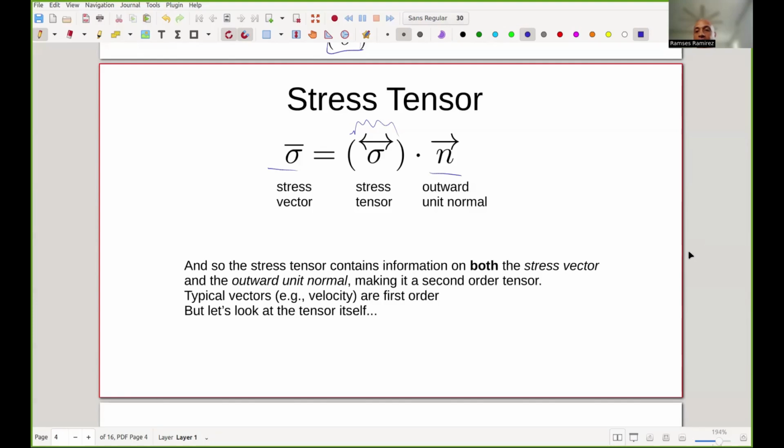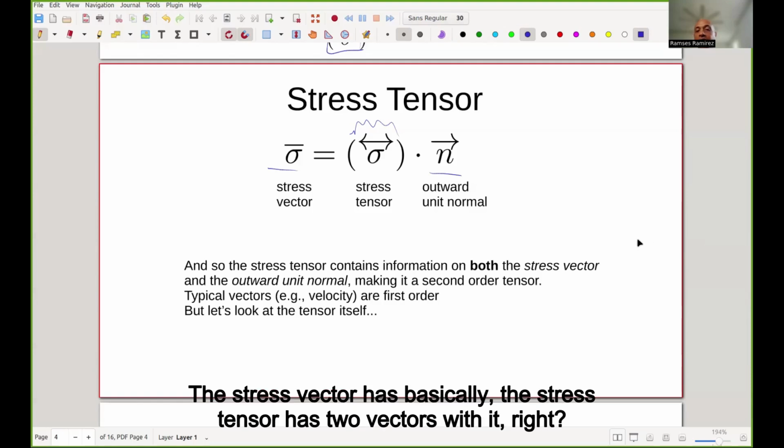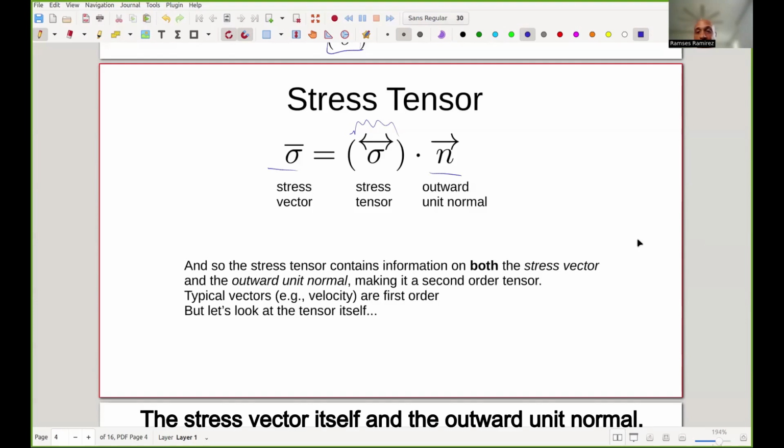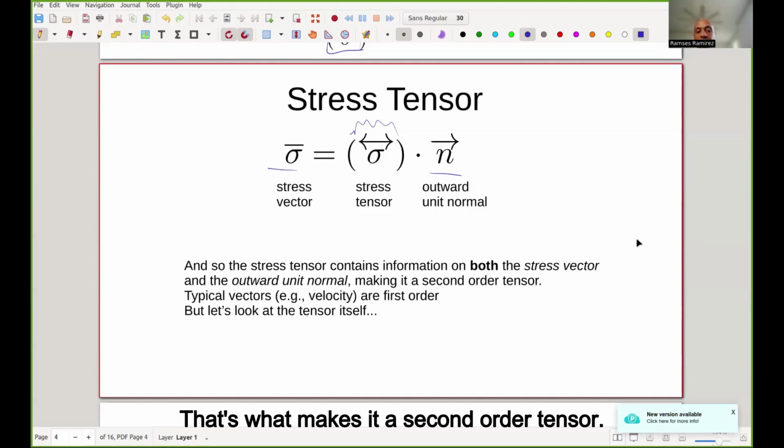In the terminology of tensors, something like velocity is a first order vector. It just has one vector that it's dealing with. The stress tensor has two vectors with it, right? The stress vector itself and the outward unit normal. That's what makes it a second order tensor.